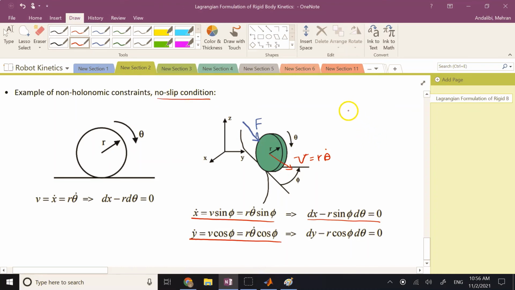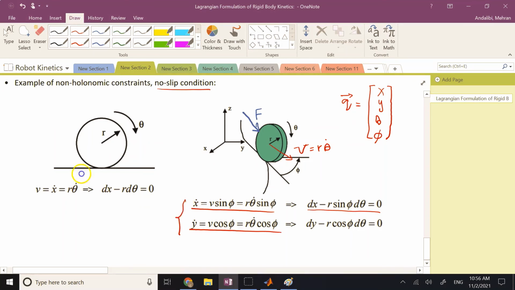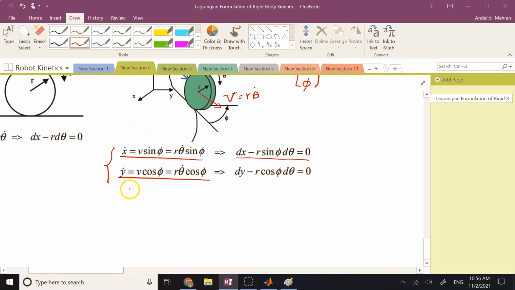Here, my q vector includes 4 variables, and they are x and y for the position of the centroid of the disk, as well as the spin angle theta and the tilt angle phi, which shows the direction of the motion on the xy plane. So clearly I have 2 constraints here, and I can write these constraints into a Pfaffian format. So definitely I can write it as a matrix times the vector q dot to be equal to 0.